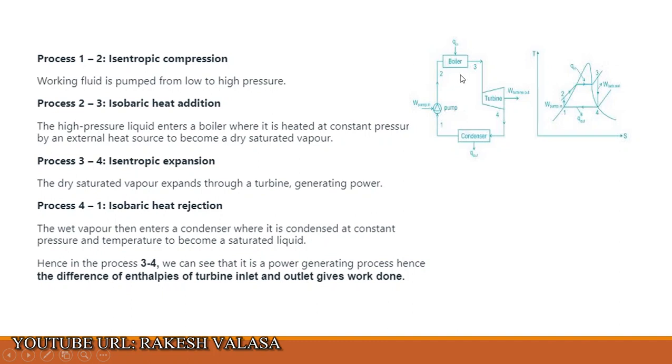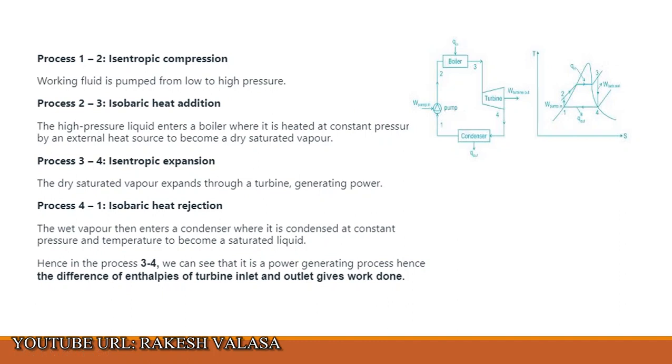Process 2 to 3 is the isobaric heat addition process. In that, high pressure liquid enters a boiler where it is heated at constant pressure by an external heat source to become a dry saturated vapor. Next process is 3 to 4. This is the isentropic expansion. In that, the dry saturated vapor expands through a turbine generating power.